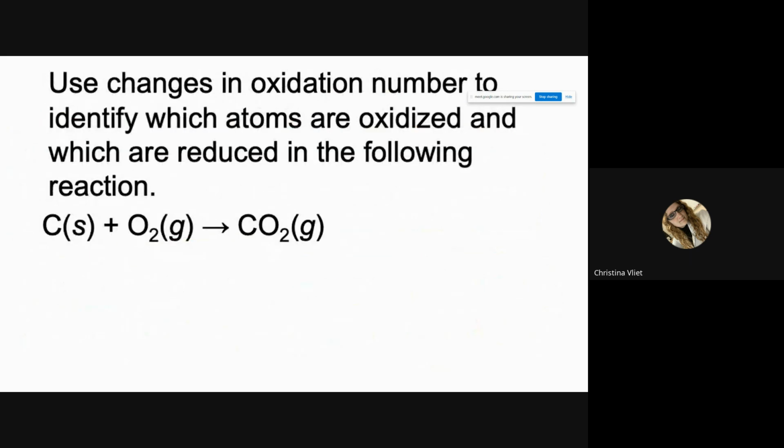All right, let's take a look. You don't have to write all the instructions again because they're going to be the same each time. What element is oxidized and what element is reduced? And that's the same question you're going to get in your homework. So this is our second example, our second reaction: C solid plus O2 gas goes to CO2 gas.